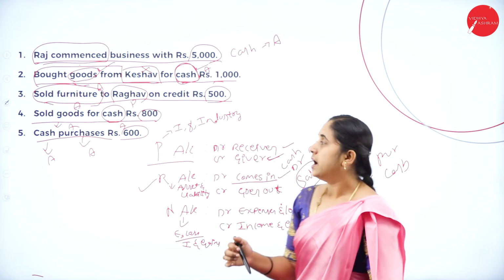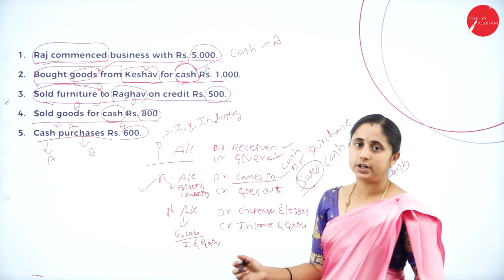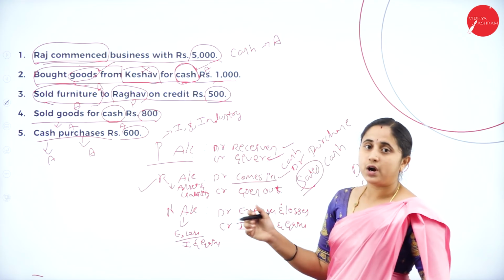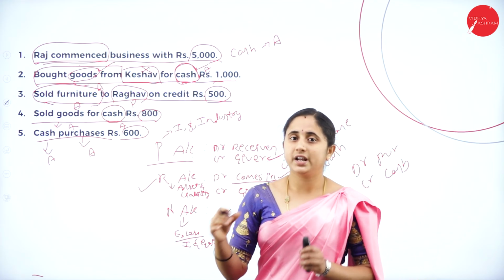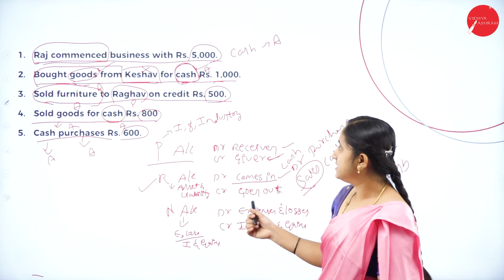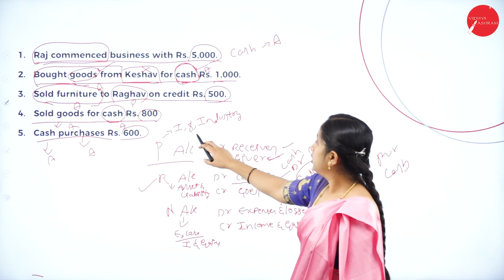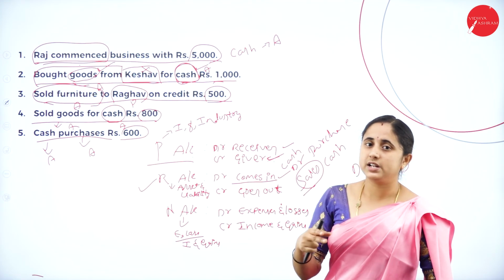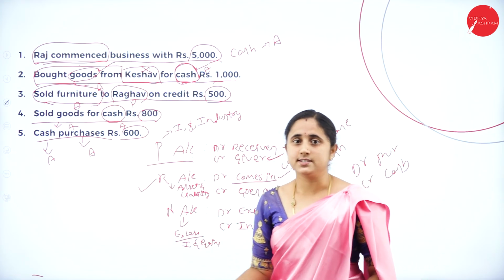Here, first you need to identify which account this is and what the rule is for that account, and then you start posting it to the journal. So when you know the types of accounts and the rule for particular accounts, it becomes easier. Personal account includes individual, firm, industry; real account, assets and liabilities; nominal account, expenses and losses.